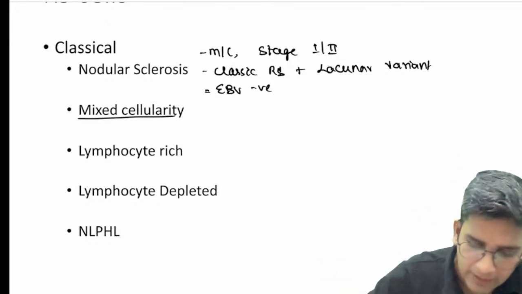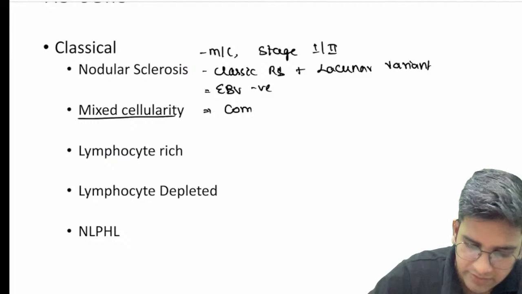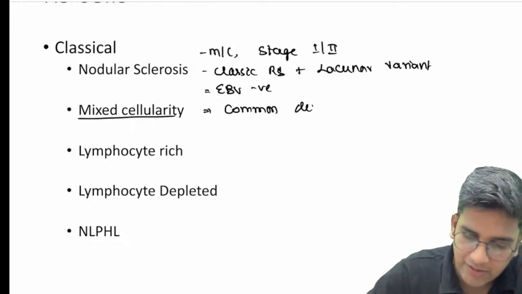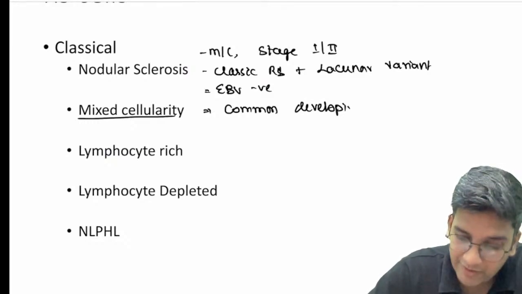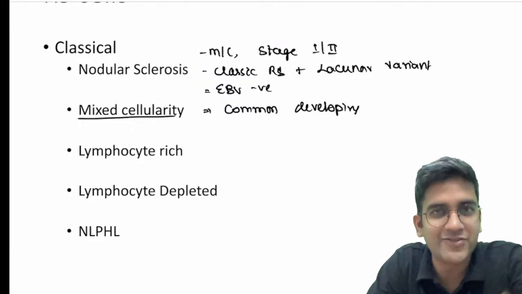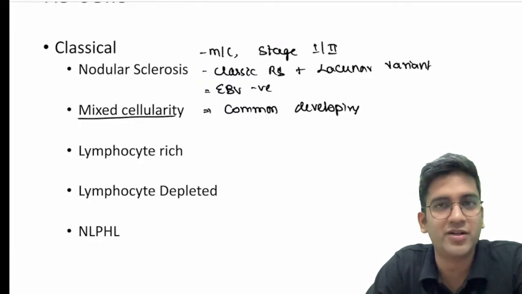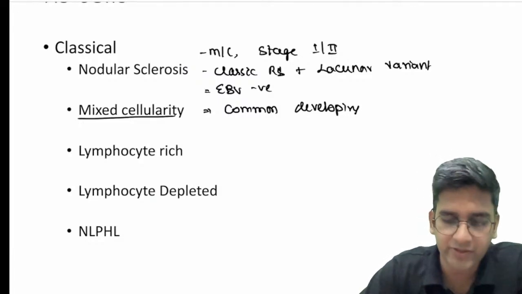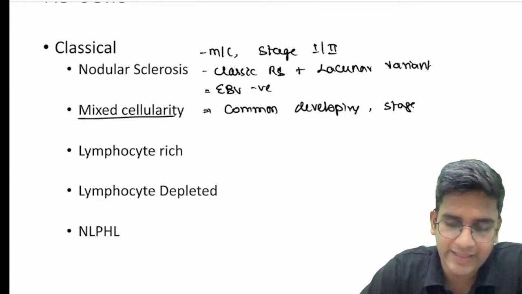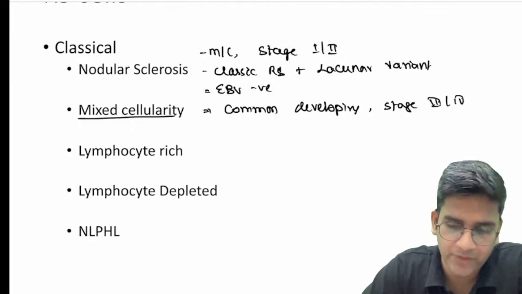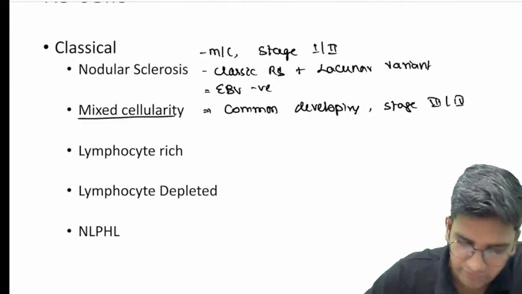Mixed cellularity, it's common in developing countries. I don't like to call India a developing country, right? They're developed, right? At least with respect to Hodgkin's, right? It's more common in developing countries, mostly discovered in later stage 3 or stage 4. So prognosis drops a little bit, fine.